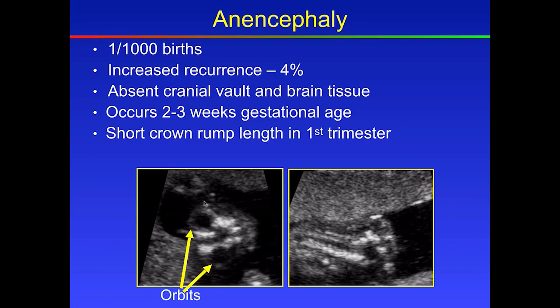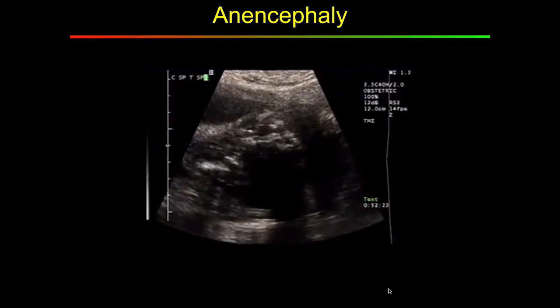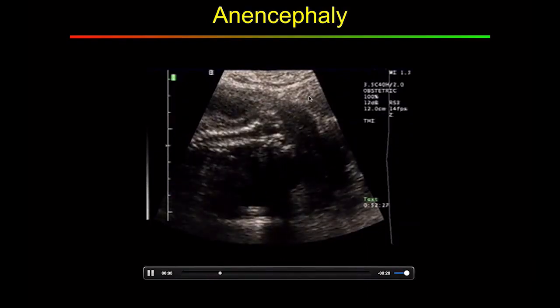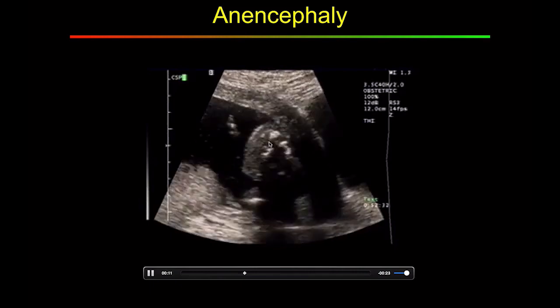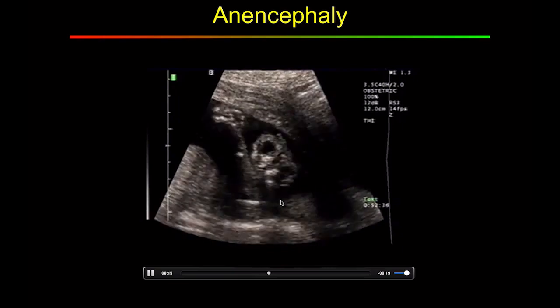The other findings are that you will see this kind of frog-eyed picture of the 2 orbits here with the nose in between and no cranium on top. And if you look at a sagittal picture, you see the cervical spine with the base of the cranium and really nothing on top. And here's a cine showing you that cervical spine with the base of the brain, nothing on top. And when you turn 90 degrees, you see the frog eyes here coming out and the nose there, because they will have a normal face.